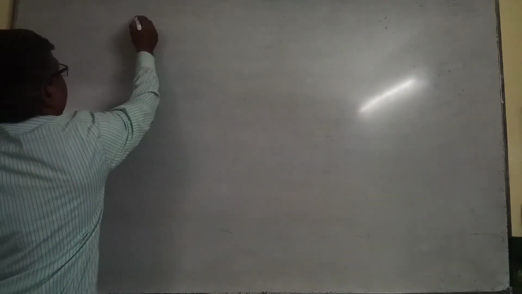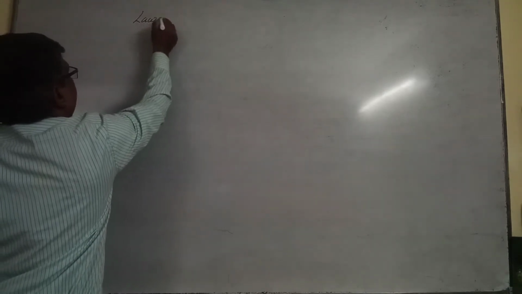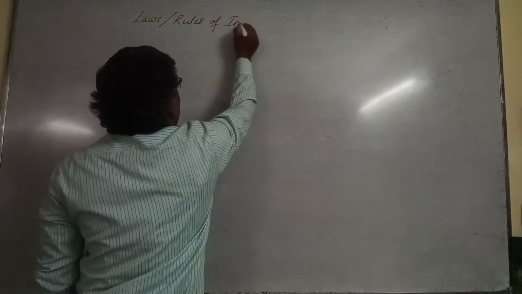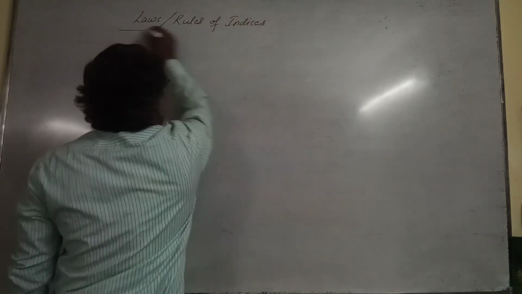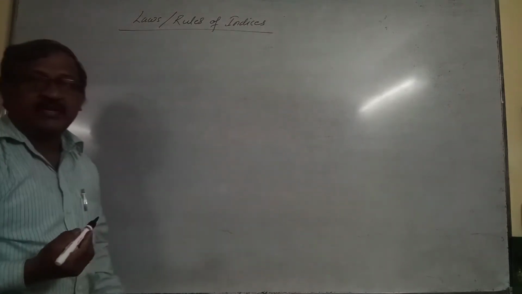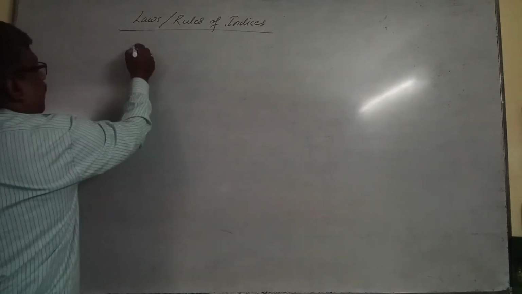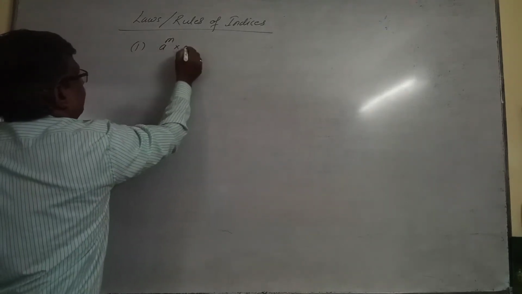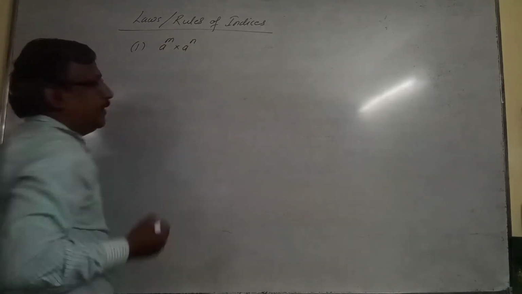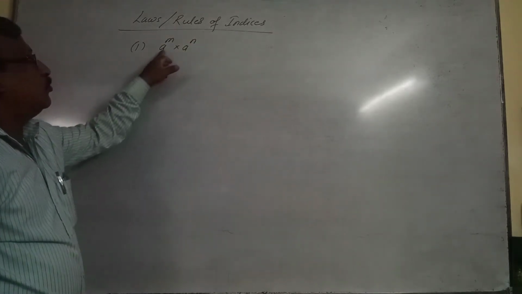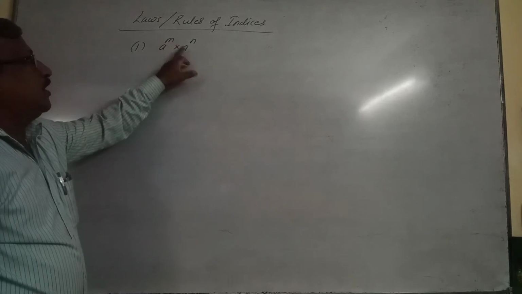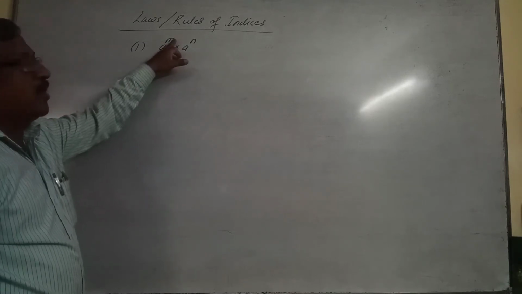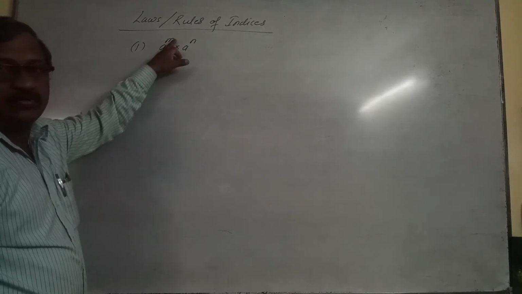So at the top you write, that is laws or rules of indices, right? So there are mainly 7 rules, right? So my first rule is, suppose it is a raised to m is multiplied with a raised to n, right? There are 2 numbers, a raised to m is multiplied by a raised to n. So as I told, a is called as my base and this power is called as the index, right? That is called as indices.